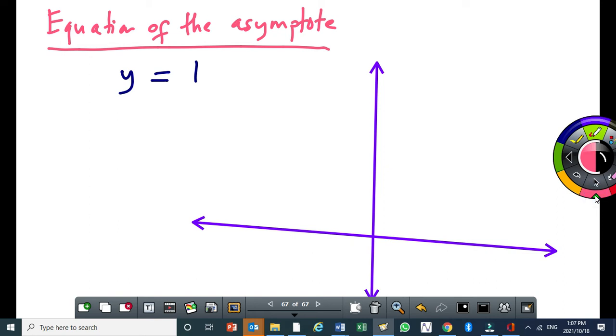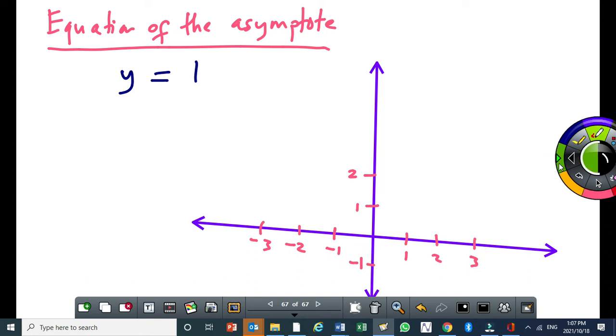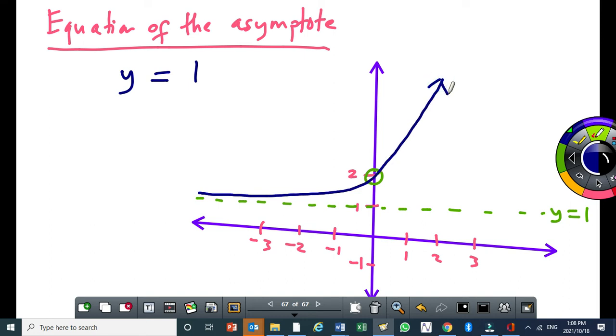So allow me to sketch. We have a y-intercept, which is 2. If I put 1 here, and then 2 there, maybe I can put minus 1 here, minus 2, minus 3. There is no x-intercept there. So my key point is the horizontal asymptote, which is y equal to 1. Then I also have a y-intercept there. So when I sketch it as an increasing function, it will look like this. That's how it's going to look.